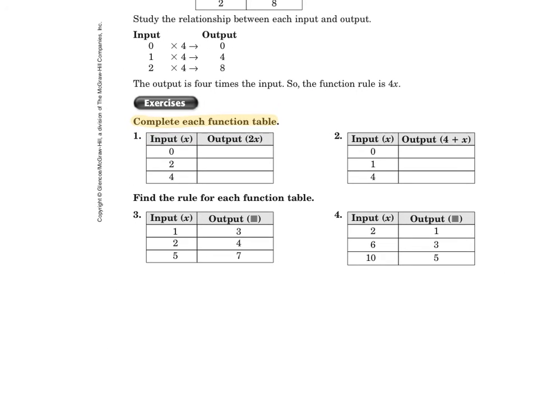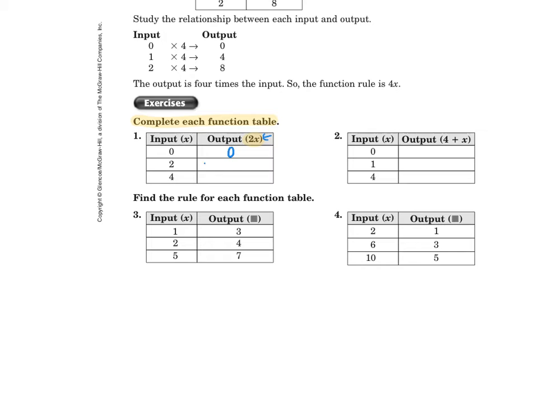And here it gives you the rule of 2x. Remember, what does it mean when you have a number next to a variable? You need to multiply. So for my first one here, pause the video and tell me what you would get. You should have gotten 0 because 2 times 0 is 0.